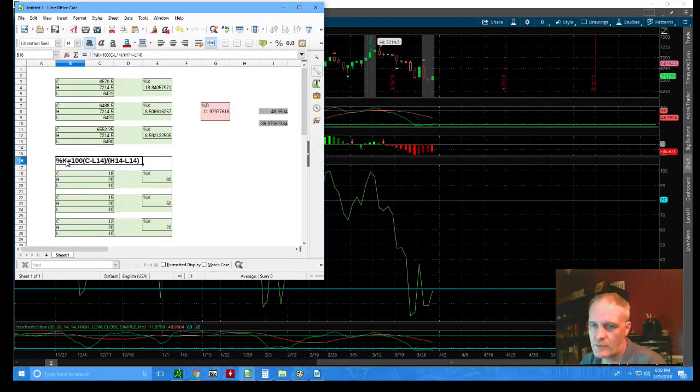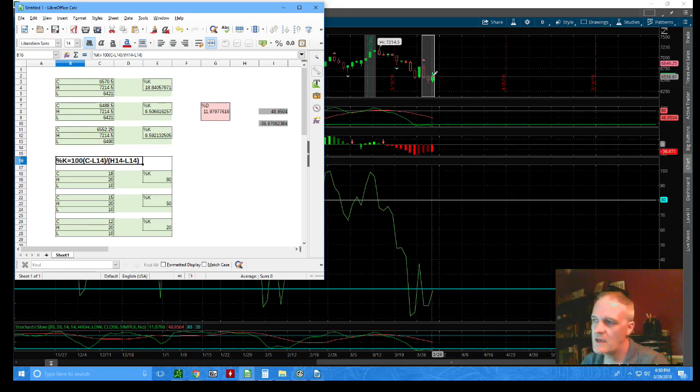Now the formula is right here where I'm pointing my cursor. This plot line is called %K. I don't know why they called it that, they just did. Now, %K is calculated by taking 100 and multiplying that by a ratio. And that ratio is the close, in other words, the most recent close indicated here.